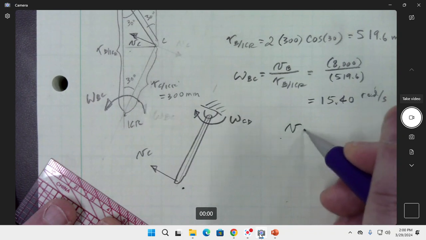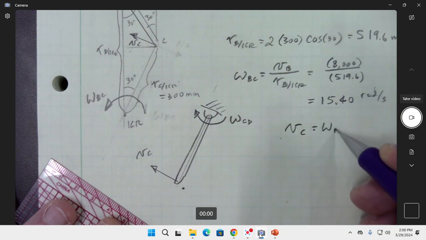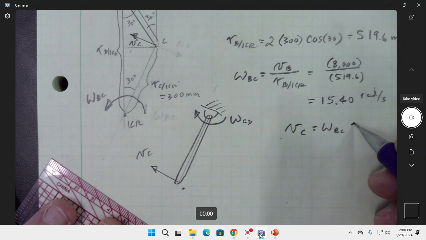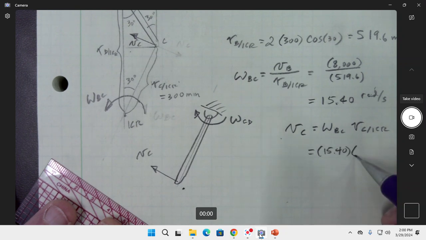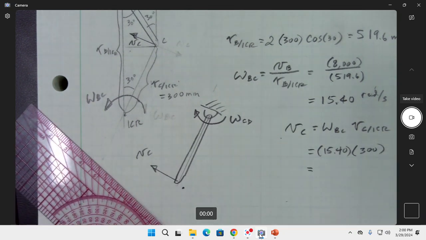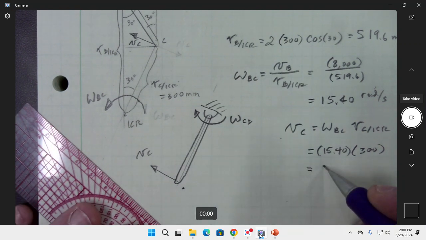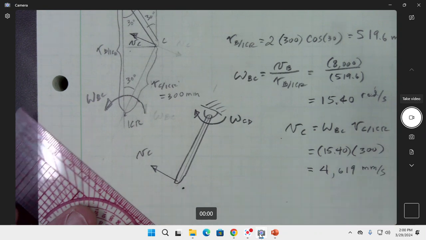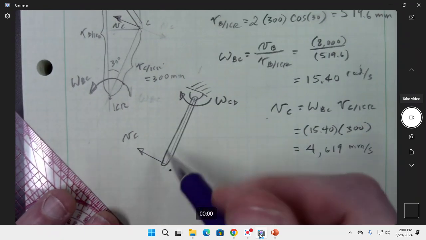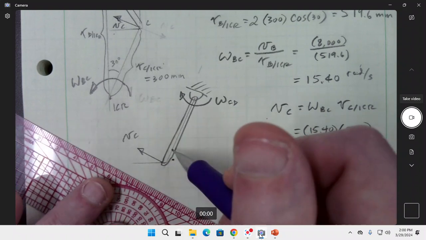I never got VC, did I? VC is going to be equal to that omega BC we just got times our RC with respect to ICR. So that's going to be 15.40 times 300. So 4,619 millimeters per second. And so that's the value right here.